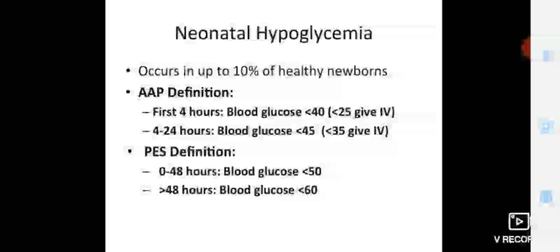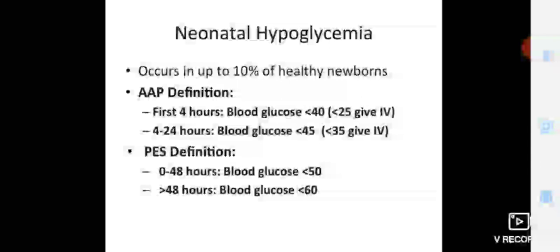Neonatal hypoglycemia occurs in up to 10% of healthy newborns. The AAP defines hypoglycemia within the first 4 hours of life as a glucose less than 40. Hypoglycemia between the first 4 to 24 hours of life is defined by a blood glucose less than 45. This reflects the decline in serum glucose that normally occurs after the first 2 to 3 hours after birth.